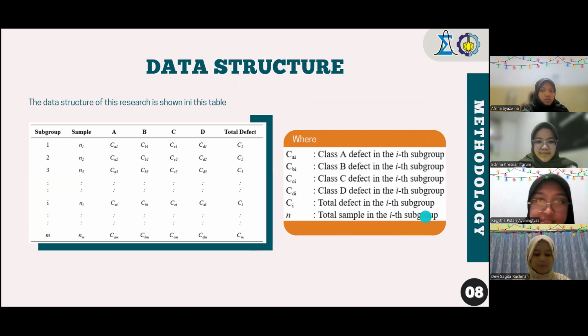The next is data structure. The data structure of this research is shown in this table, with the first column being the subgroup, the second column the sample, and the third, fourth, fifth, and sixth being the classes of defect in the subgroup, and the last column being the total defects in the subgroup.